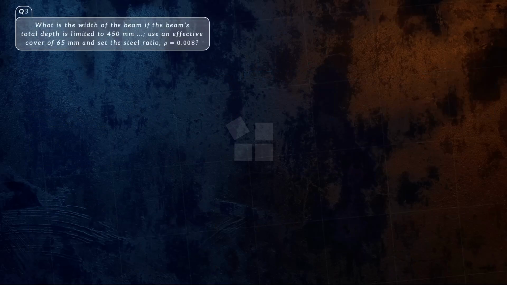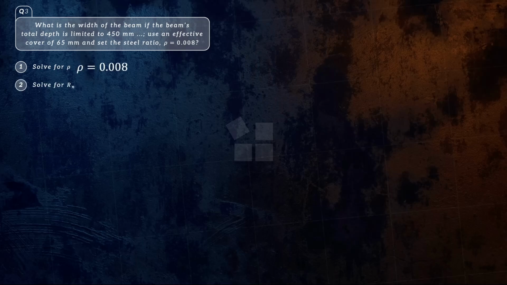For the third question, we are asked for the width of the beam given a total depth, effective cover, and a steel ratio we must use. We can easily solve this question by simply reversing the process we just did a while ago for the second question. That is, step 1 would be to solve for rho, which in our case is already given being 0.008.